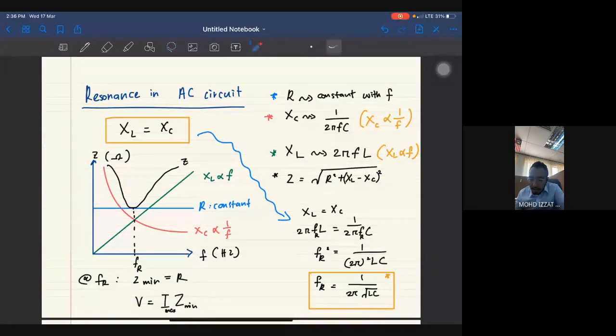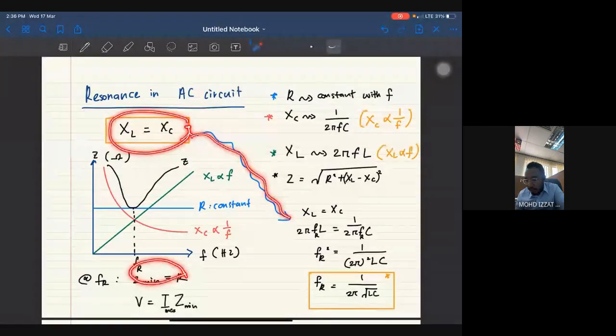The two significant things is actually Z min equals to R, and then XL equals to XC. Dua benda ni. So obviously this one you can derive, you can expand a little bit more and you get this equation.